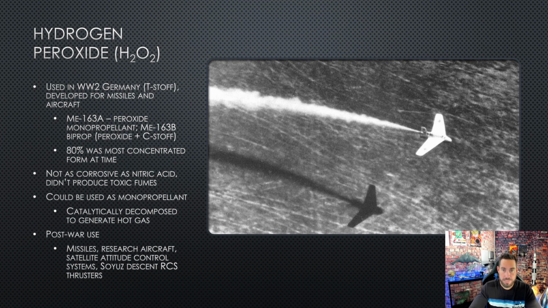And actually this is the ME-163A Comet. It was actually the first rocket-powered jet that was in use. And it used peroxide as a monopropellant. So monopropellant means it was just this peroxide that basically used its own chemical decomposition to create a driving force.